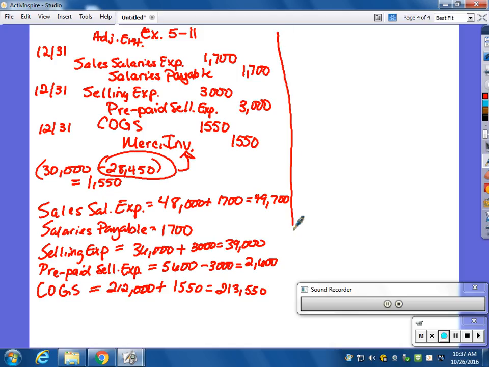I know this chapter was not the best for many of you. But step one, we close what to what? Revenues to income summary, right? So we're going to debit what? To close it, you have to do the opposite of what its normal side is.